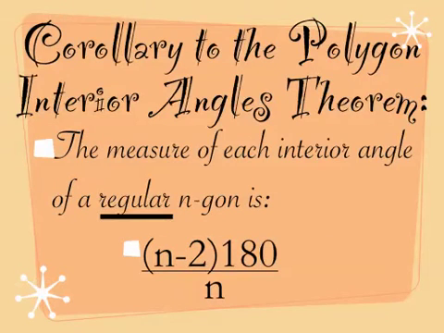The corollary to the polygon interior angles theorem says that the measure of each interior angle of a regular polygon is (n minus 2) times 180, divided by n. Remember that a regular polygon has all equal sides and all equal angles. So this corollary makes sense because the sum of my angle measures will be divided equally between all of the angles of my regular polygon.